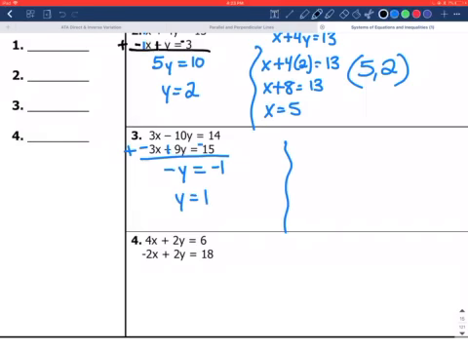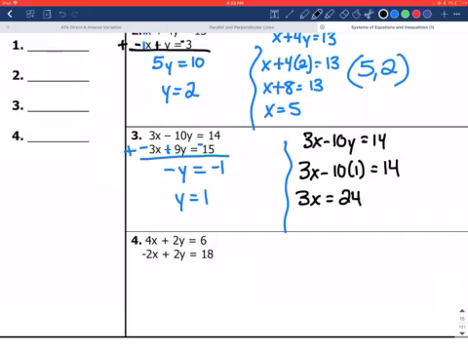From there, we take that y and plug it into the one that we did not change. 3x minus 10 times 1 equals 14. And then, did I do something wrong here? 3x minus 10? No, we're going to add. That's right. So we're going to add 10, and that will be 24. For some reason, I was thinking subtract 10. And that will be x equals 8. So our final answer there is 8, 1.